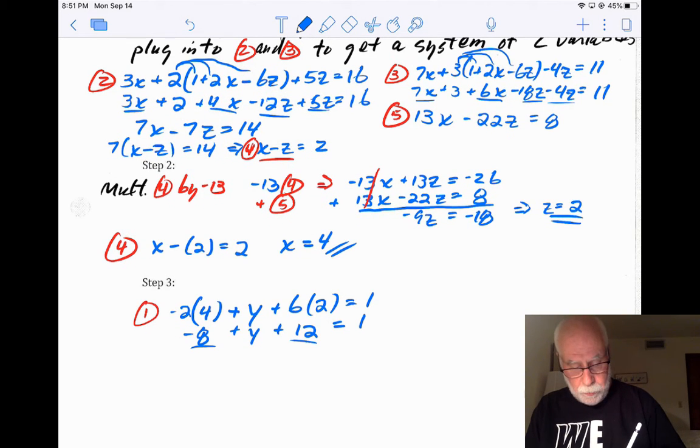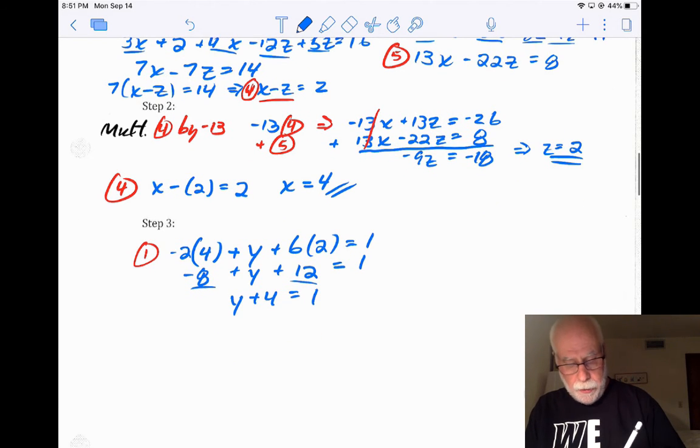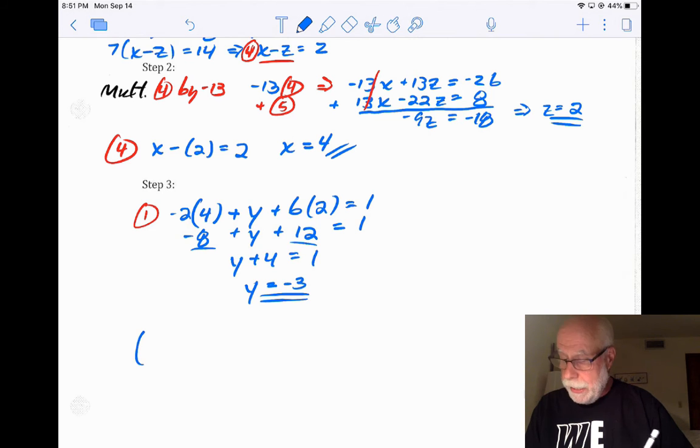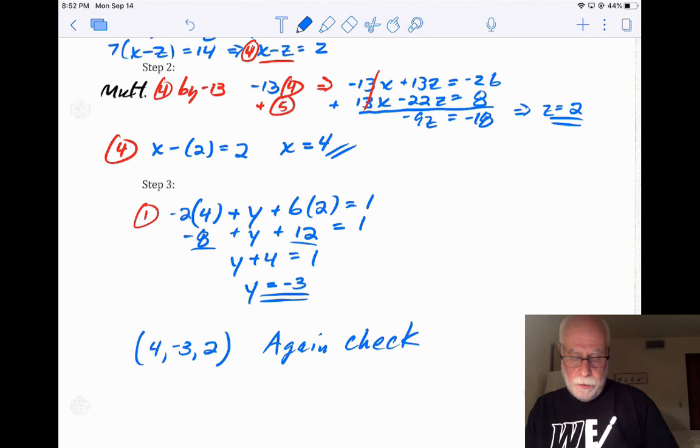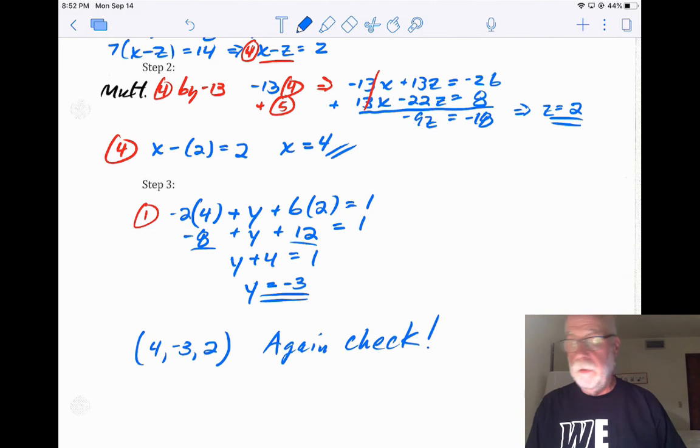Again, I'll combine like terms. I'll get y plus 4 is equal to 1. To get y by itself, I'm going to subtract 4. 1 minus 4 is negative 3. Again, you're going to put it in x, y, z form. So x was 4, y was negative 3, and z was 2. Again, check. It doesn't hurt you to check, ladies and gentlemen. In fact, it only helps you.